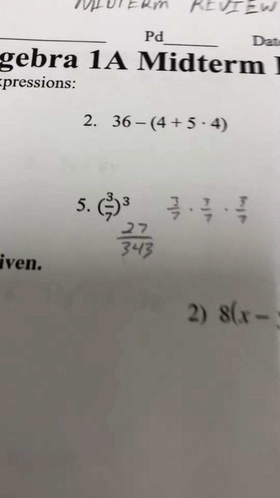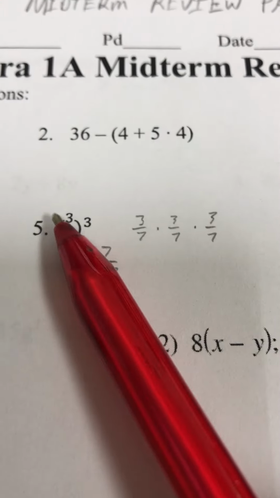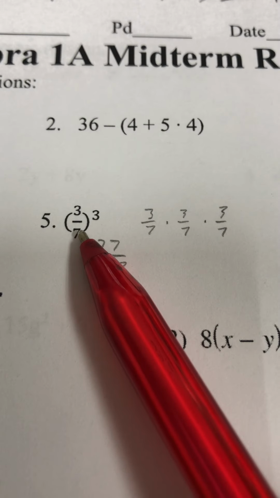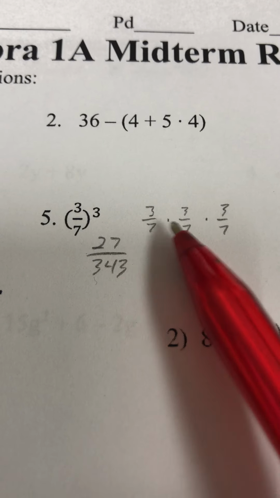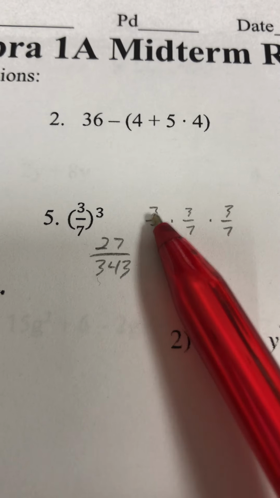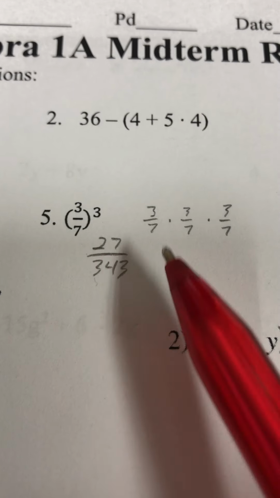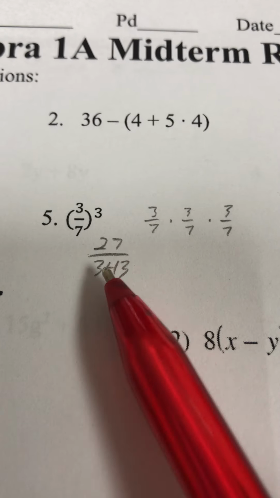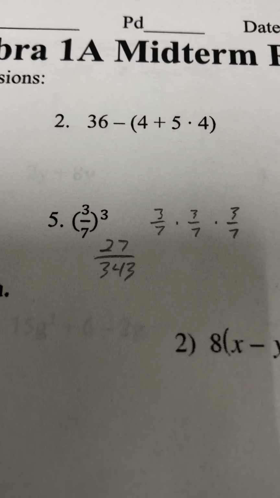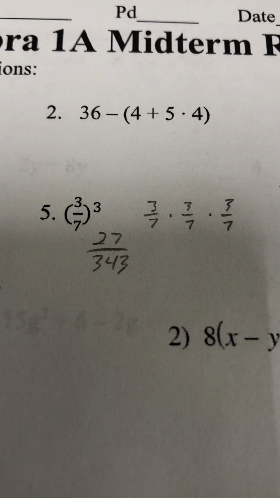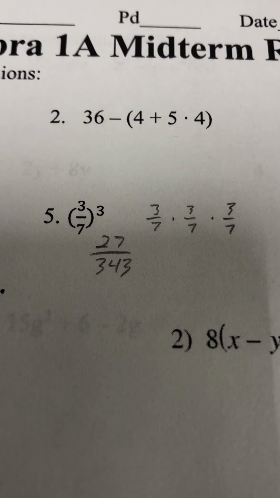For number 5, this is kind of ugly. Basically what this is saying is 3/7 times 3/7 times 3/7. So that would be 3 times 3 times 3, and 7 times 7 times 7. And 3 times 3 times 3 is 27, and 7 times 7 times 7 is 343. So 27 over 343.